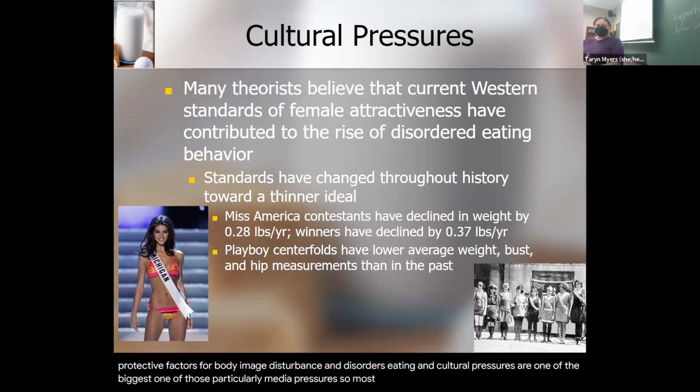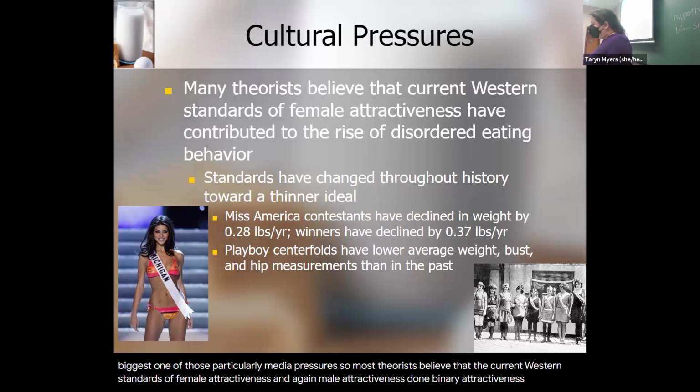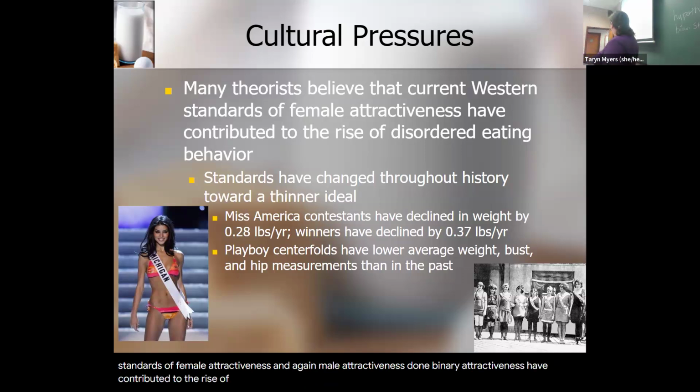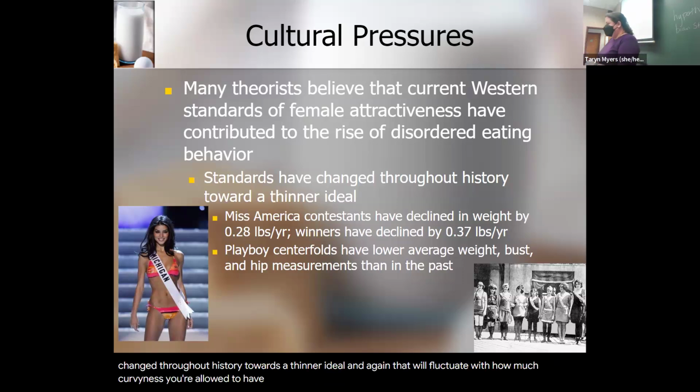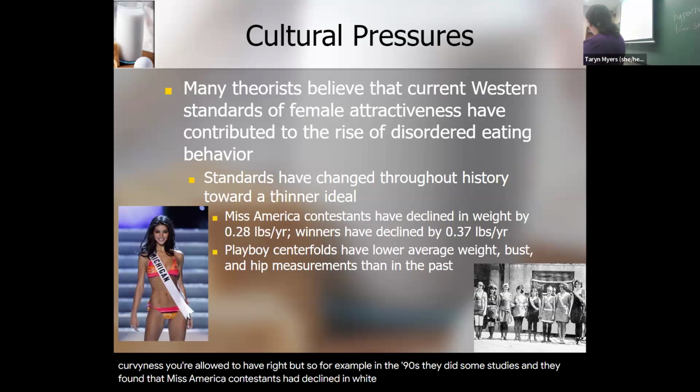So most theorists believe that the current Western standards of female attractiveness, and again, male attractiveness, non-binary attractiveness, have contributed to the rise of disordered eating and diagnosable eating disorders. The standards have changed throughout history towards a thinner ideal, and again, that will fluctuate with how much curviness you're allowed to have, right? But for example, in the 90s, they did some studies and found that Miss America contestants had declined in weight by 0.28 pounds per year, and the winners had declined by even more.